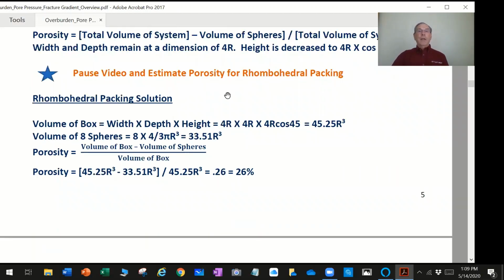Well, I hope you were able to calculate that. Here's the solution to the rhombohedral packing problem. The volume of the box is going to be the width times the depth times the height. The width and depth are both 4R, but the height is 4R cosine 45 degrees. That gives us a box volume of 45.25 R^3. The volume of the 8 spheres doesn't change, so it's still 33.51 R^3. Therefore, the porosity is the volume of the box minus the volume of the spheres divided by the total volume. With these numbers, that gives us a value of about 0.26, or 26%.